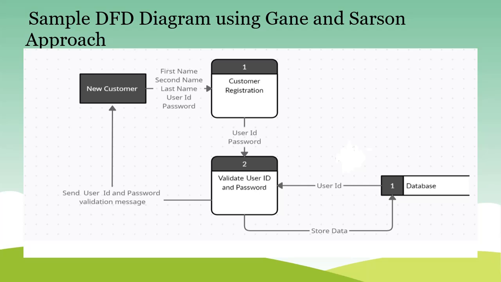Then once this validation is over, if it is a successful creation of the new customer, the appropriate message that the user is successfully created in the system will be sent to the new customer entity. That is the send user ID and password validation message. If it is an error, then that message will also be passed to the new customer. And if it is a successful validation, then the data has to be stored in the database. That is shown using the store data arrow, you can see, to the database storage. So this is a sample DFD diagram.